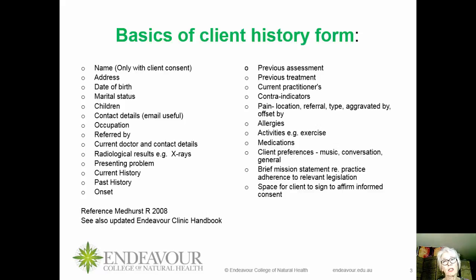So the basics of a client history form include the name, but you must of course obtain client consent before you fill out anything that remains in your records. So you get the client's consent first, their address, date of birth, their marital status or their partnership status, children, and whether the children belong to that particular partnership. Contact details, very important, very important.